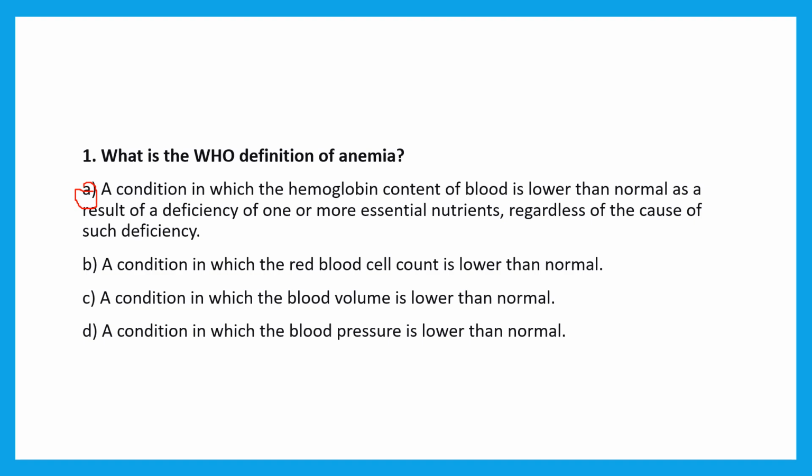We need to recognize that this World Health Organization definition centers on a reduced hemoglobin concentration due to a deficiency of essential nutrients. While a low red blood cell count often accompanies low hemoglobin, the hemoglobin itself is the defining criterion that we should use. Low blood volume is hypovolemia, and low blood pressure is hypotension, which are not definitions of anemia. All right, let's move to the second question.